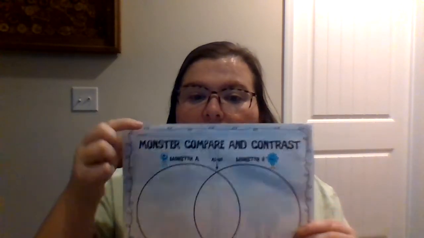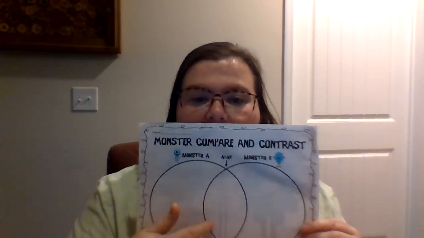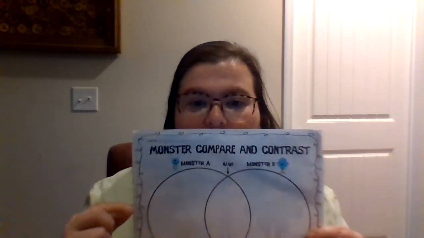So, real quick, just to recap. Everybody, students, here we go. Ready? Say compare means the same like my hands. Good job. And now say contrast means different like my nose and my eye. Good job. Alright, so take Monster A and B. 3 things that are the same, 3 things that are different.